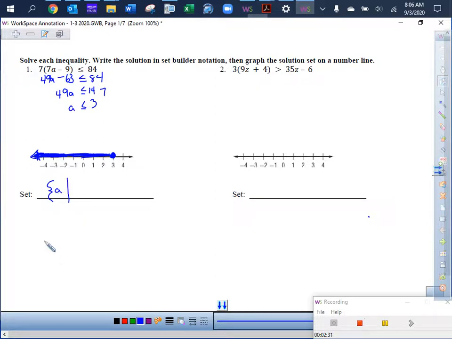We put this up and downer guy. It's said out loud as "such that." The set of all A's such that. And then whatever we got up here, that goes next. A is less than or equal to 3. Then you close the set.